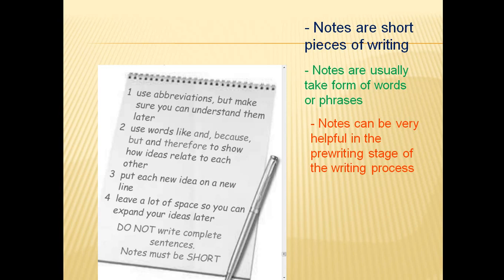First of all, use abbreviations, but make sure you can understand them later. For example, ASAP, as soon as possible, or cause, because. Secondly, use words like and, because, but and therefore to show how ideas relate to each other. Next, put each new idea on a new line. Leave a lot of space so you can expand your ideas later. Don't write complete sentences. Notes must be short.